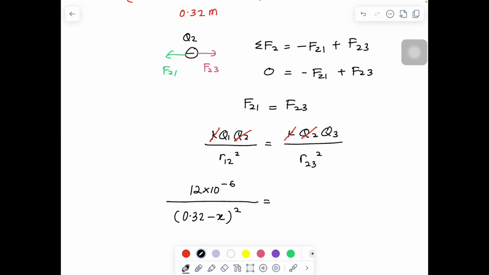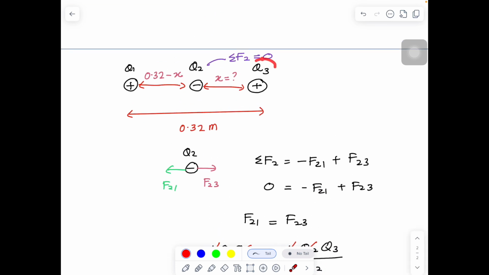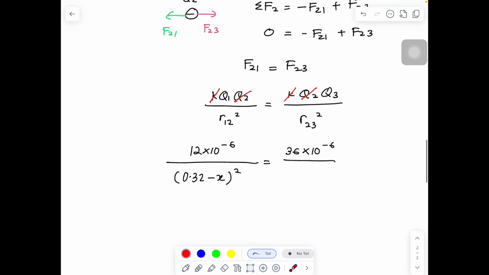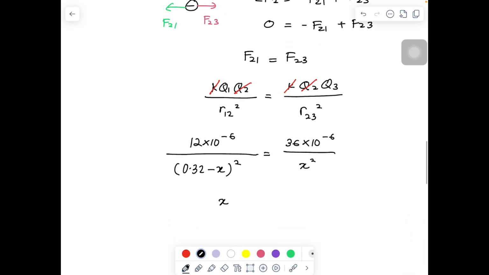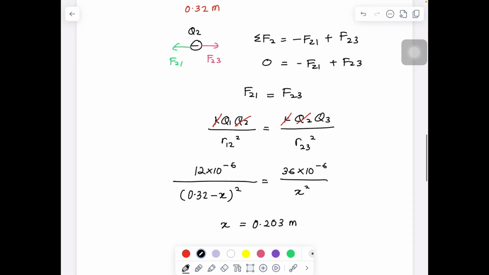And then Q3 is 36 micro. And then divided by distance between 2, 3. Okay, 2, 3 is this one, adalah X lah. Value unknown ni lah yang soalan minta. So, masukkan X squared. Lepas tu kamu just solve using the calculator. So, X is 0.203 meter.